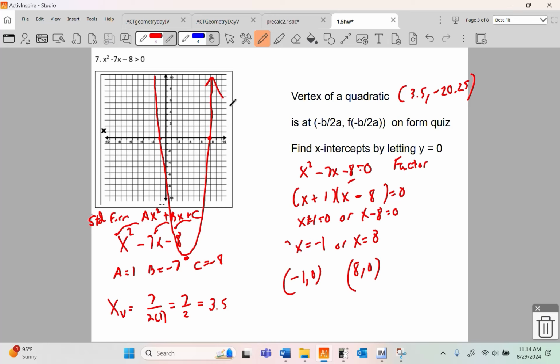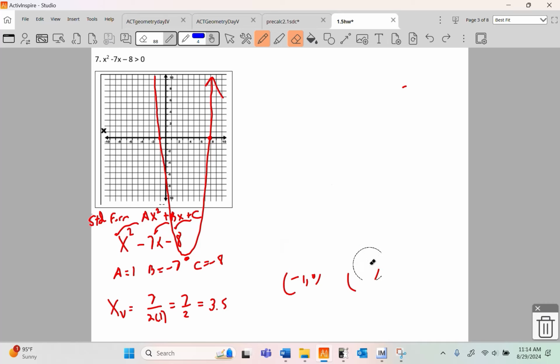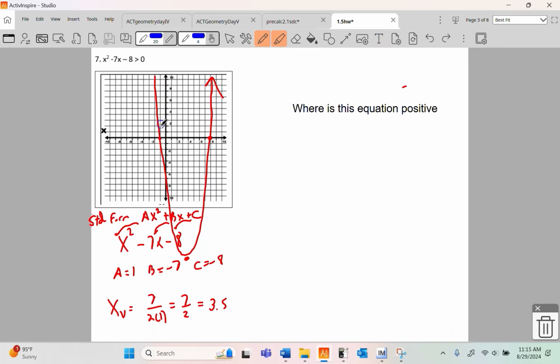Now, why did I do all of that math? For a simple reason, because I wanted to know where it was greater than 0. It talks about where is that equation above 0. See that little symbol there? Another way of saying that is, where is this equation positive? You are positive on this tail and that tail.